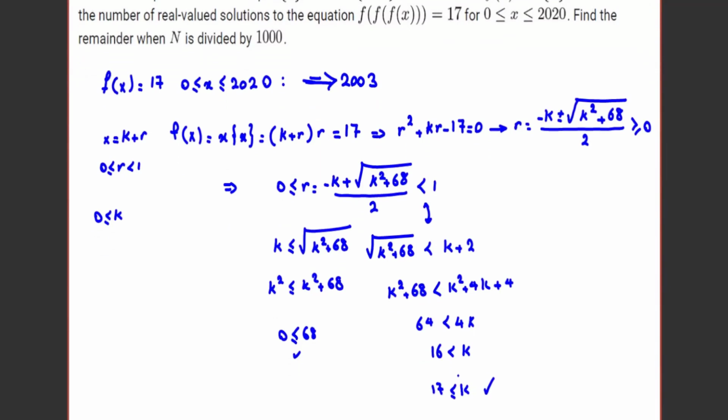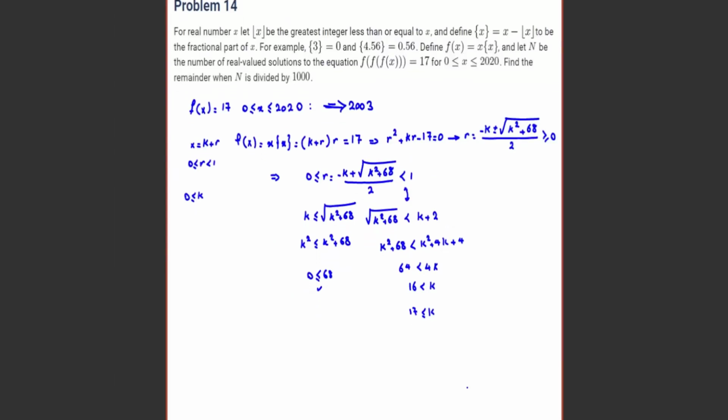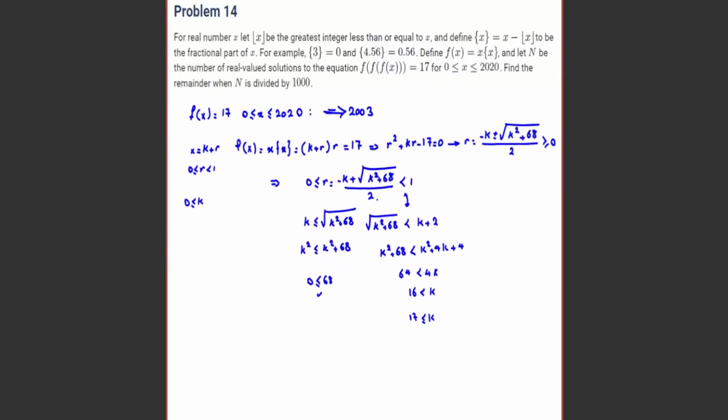Yeah. And we know for k greater than or equal to 17, we always have a good answer, right? R will be good, and exactly one r is good. R will be determined by k, right?